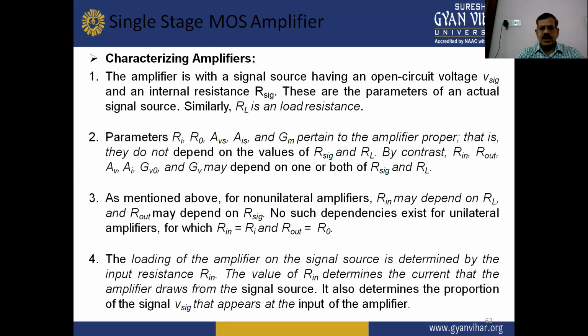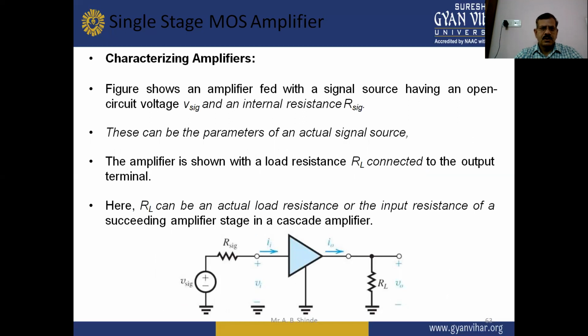The loading of the amplifier on the signal source is determined by the input resistance R input. The value of R input determines the current that the amplifier draws from the signal source. It also determines the proportion of the signal V signal that appears at the input of the amplifier. This figure shows an amplifier fed with a signal source having an open circuit voltage V signal and internal resistance R signal. These are the parameters of an actual signal source. The amplifier is shown with a load resistance RL connected to the output terminal. Here RL can be an actual load resistance or the input resistance of a succeeding amplifier stage in a cascade amplifier.